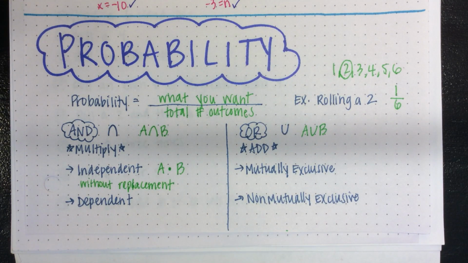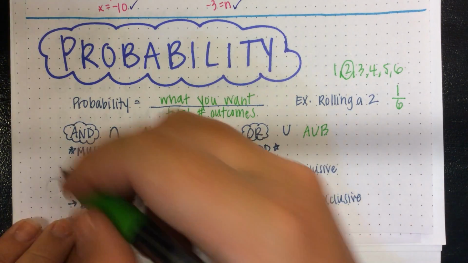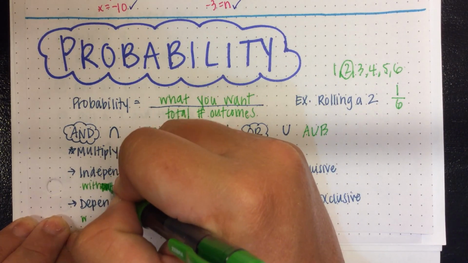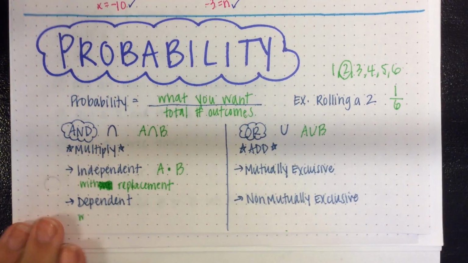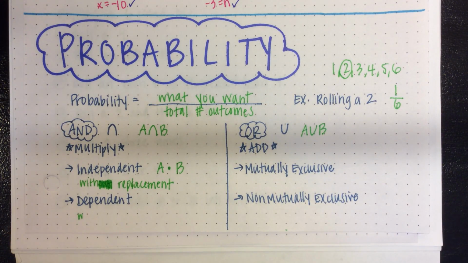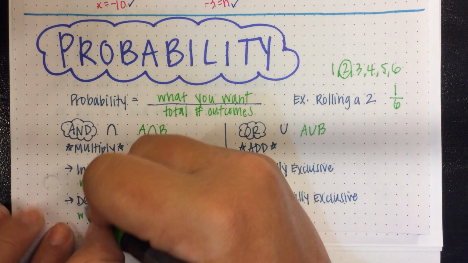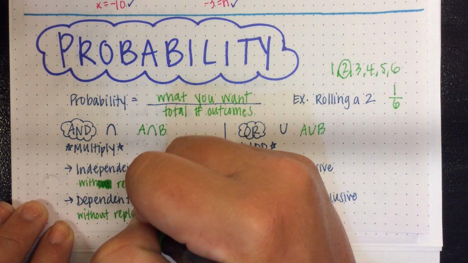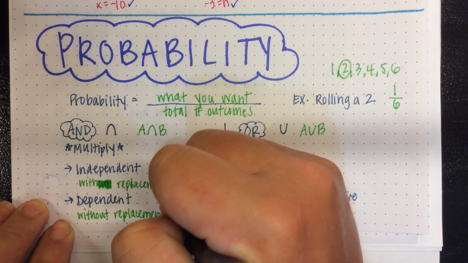Dependent is when the first event affects the second event. Sorry, I mixed that up. Independent is with replacement, so I take the card out and I put it back in there. Dependent is without replacement, so I take the card out and I leave it out.